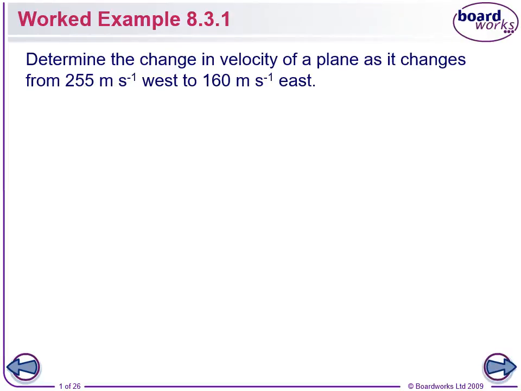Okay, so our usual sign convention, we have east as positive and west as negative. So we are going from 255 meters per second west to 160 meters per second east. So our change in velocity is going to be equal to our final minus our initial. So our final was 160 meters per second east.